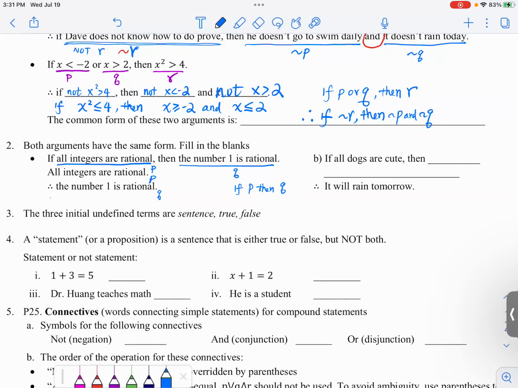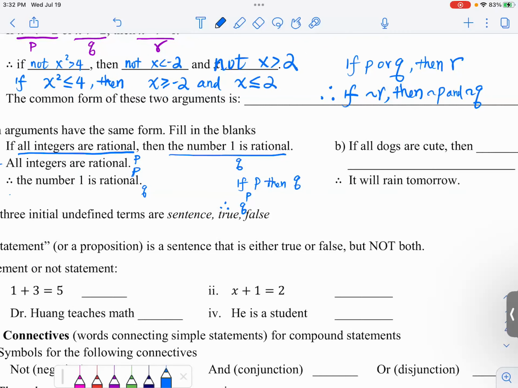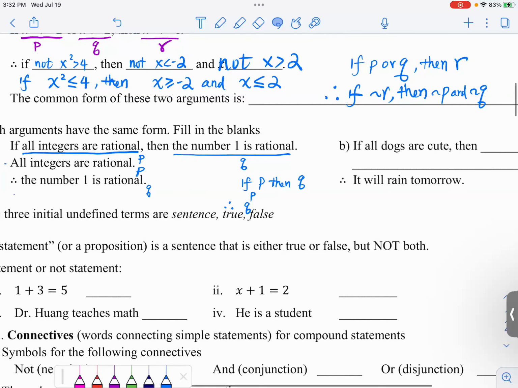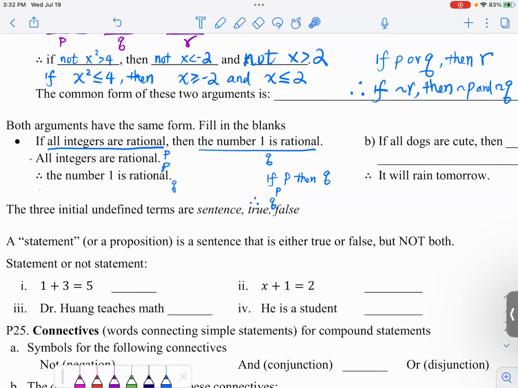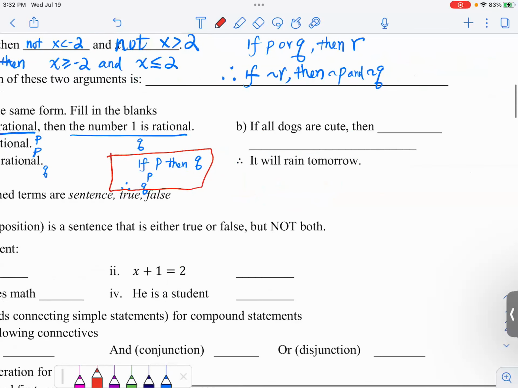In other words, the form I see is if P then Q. That is the first premise. The second premise is P, okay? And what's the conclusion? Therefore Q. So that's the form we observe from the first argument. So this is the form. Let me highlight it.